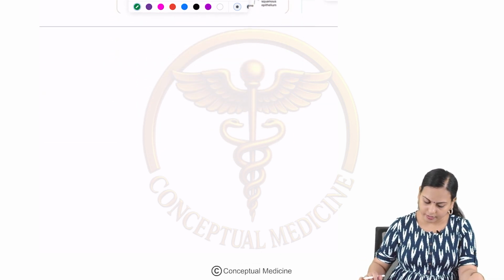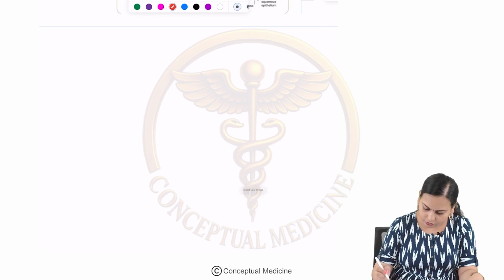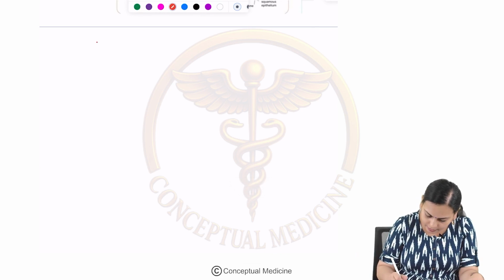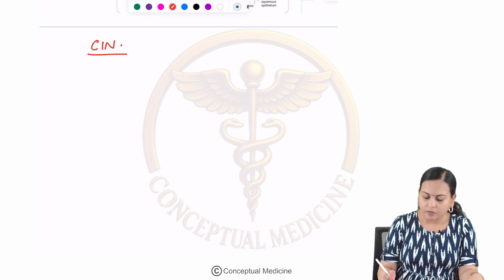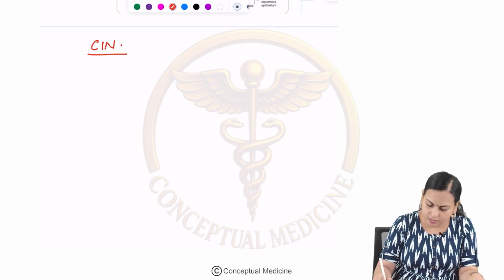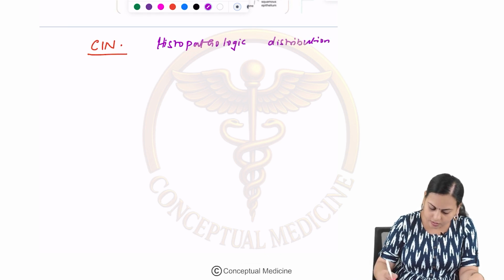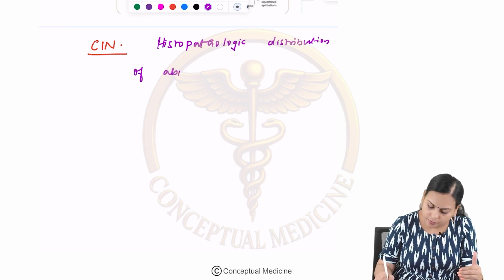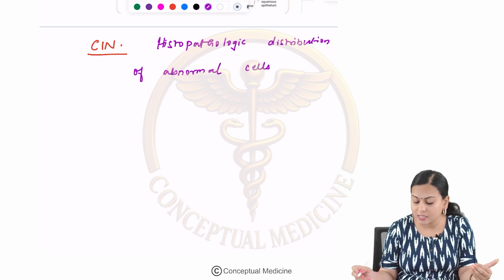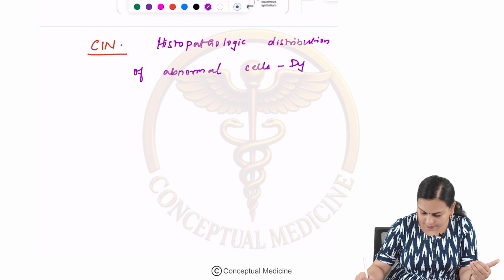Clear? Right. Now, coming to CIN, that is Cervical Intraepithelial Neoplasia. What does this term refer to? So, this term refers to histopathologic distribution of abnormal cells. Mostly these cells are dysplastic. Okay.